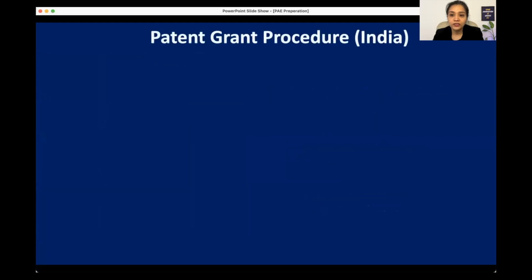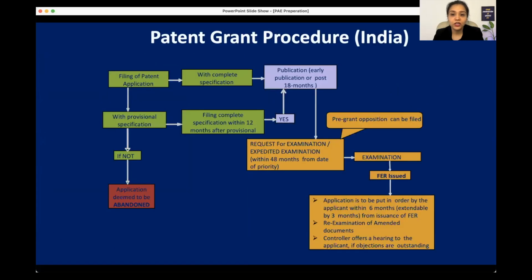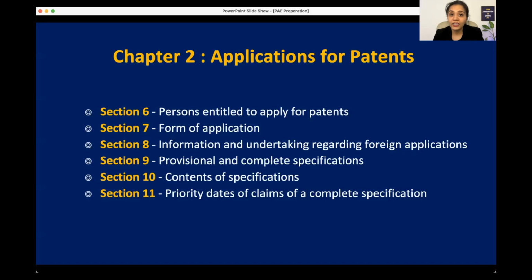In the previous video, we discussed what is the requirement for patent filing. We studied the forms and the sections associated with it. So today we'll continue that discussion and we'll look into the provisions which are important for patent specifications. In the last class, we discussed section 6, section 7 and section 8.